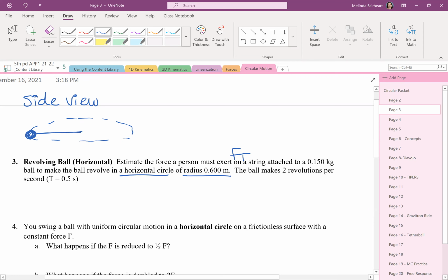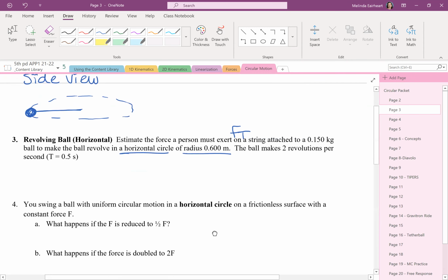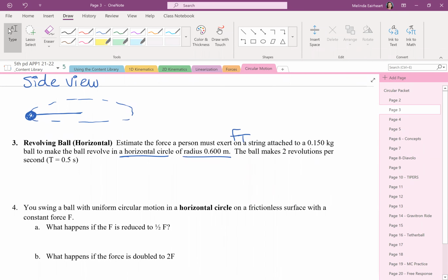And so there's our string, there's our ball. What forces are acting on this ball? Well, it has mass. We're not in outer space, so gravity is going to act down towards the center of the earth. It's a vertical force, right? Hint, hint, it's a horizontal circle. What other forces act on the ball?